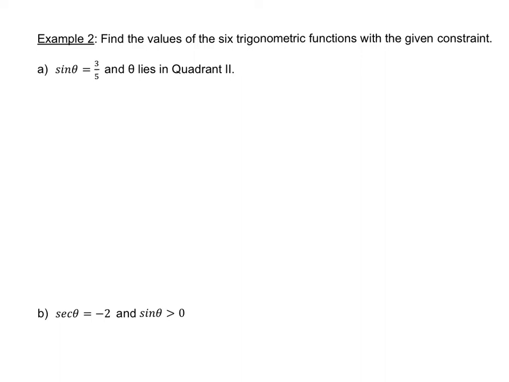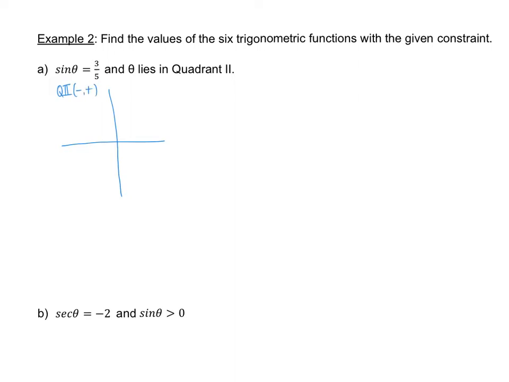So in this video, we're going to be looking at solving the six trig functions given a constraint. So let's take a look at what our constraints are. In this case, they tell us what sine is. It's 3/5. And they tell us that theta, which is basically the angle, is in quadrant 2. So first off, in my mind, I'm thinking, okay, I need to draw a picture of this angle being in quadrant 2. And so quadrant 2 is right here, where x is negative and y is positive.